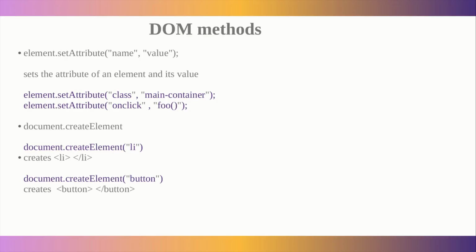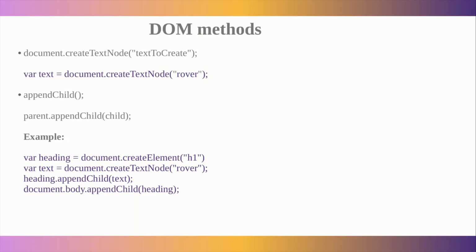Moving on, we can also create element nodes with the createElement DOM method. I've mentioned before that nodes are simply tags on the web page. In our example here, we've created a list and button element on our web page with the createElement method. The createTextNode method will create a text node which could be a string anywhere on the web page, and for us it's the string rover. And we've assigned the text rover to var text.